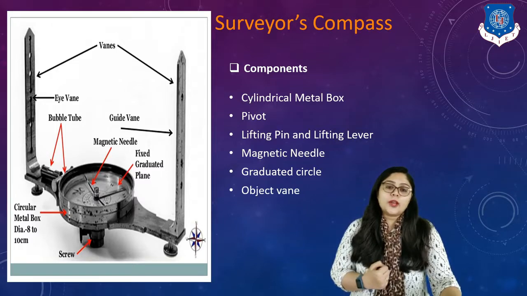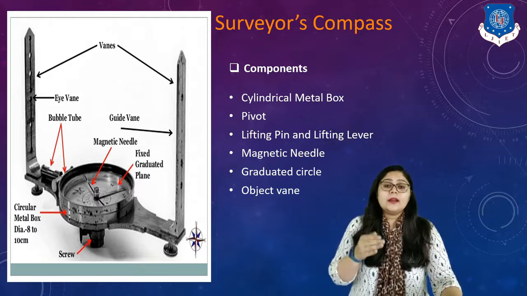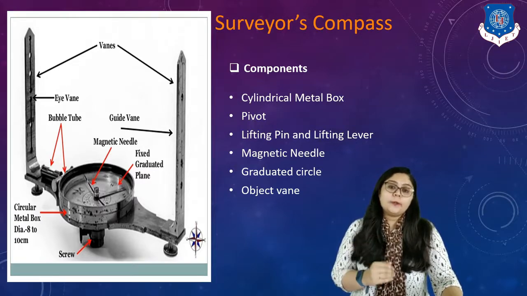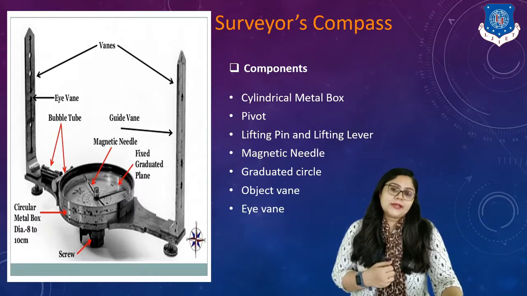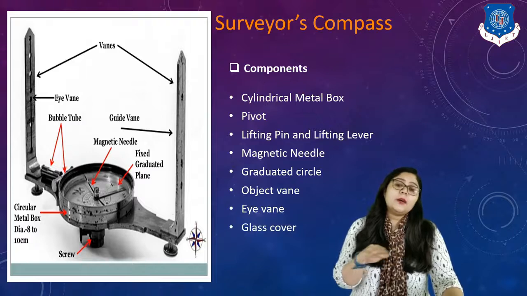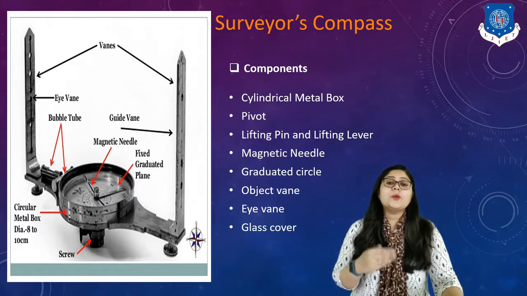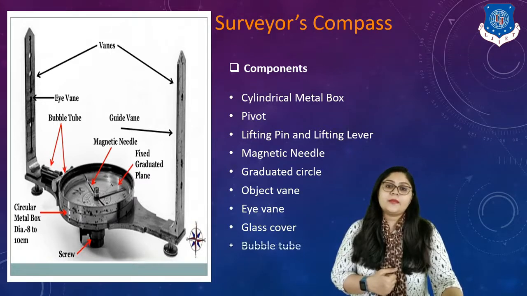Next is the object vane. Again, the concept is same. Object vane is at the front of the object, while the eye vane is at the front of the eyes, right? Next is the glass cover. It means again a protection from weather can be provided by providing this kind of glass cover.